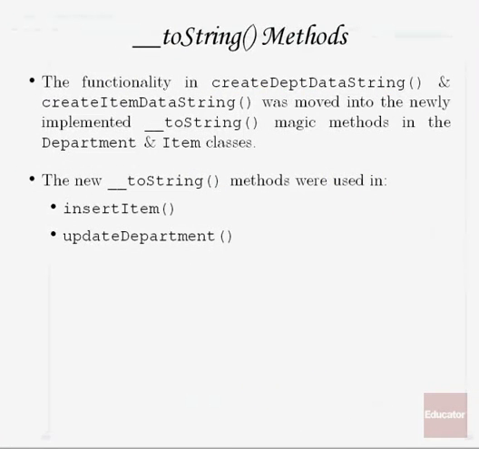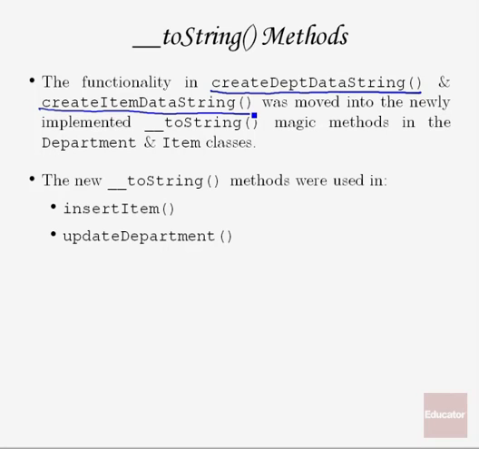So the other thing that we've done is we've implemented the toString magic method for our item and department classes. Previously we had functions create department data string and create item data string. We used those to take an item object or a department object and combine them into a delimited string that we store in our items.txt file and our departments.txt file. These functions have been standalone functions in our library of functions.